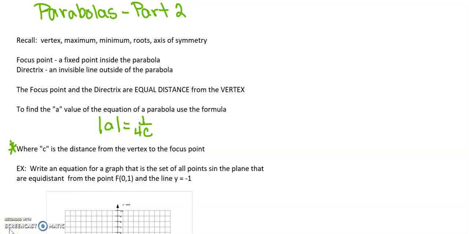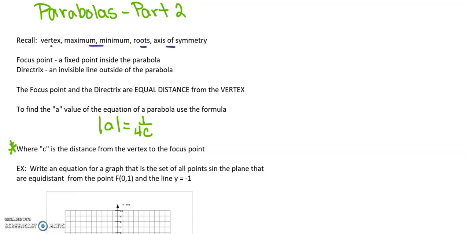So this is the second part of the parabolas. We're going to look at the properties of our equations and our graphs. What you are familiar with up to this point is vertex, maximum, minimum, roots, and axis of symmetry. Also domain and range, but those are components that you've looked at up to this point.